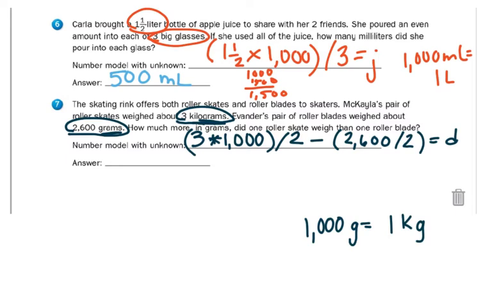So underneath, let's take 3 times 1,000, which is 3,000. Divide in half. What's half of 3,000? 1,500 minus, and what's half of 2,600? Well, half of 2 would be 1, half of 6 would be 3. So half of 2,600 is 1,300. Let's go ahead and subtract that.